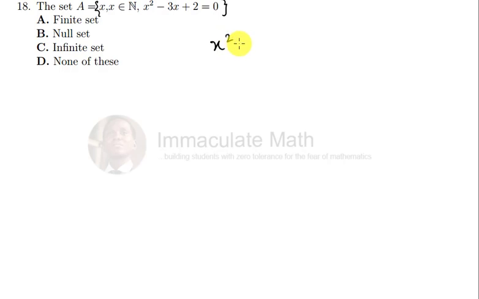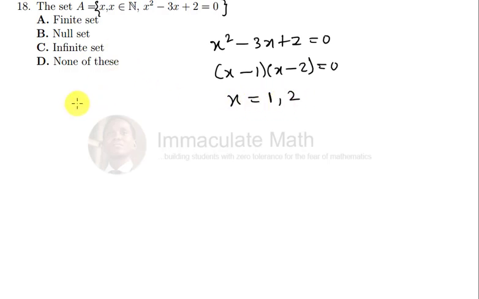If you solve this, x² - 3x + 2 = 0, this is actually (x - 1)(x - 2) equal to 0. That means x is equal to 1 and 2. So if I collect this set, I'm going to have the set {1, 2}. Which kind of set is this? This cannot be a null set, this cannot be an infinite set, and it cannot be none of the above. This is actually a finite set because I can actually count them. Alright, so next question, please.